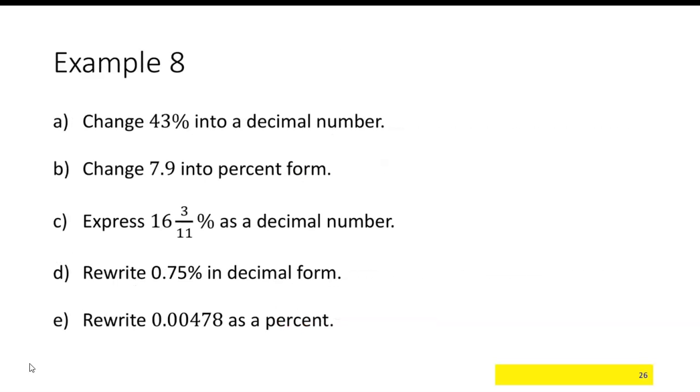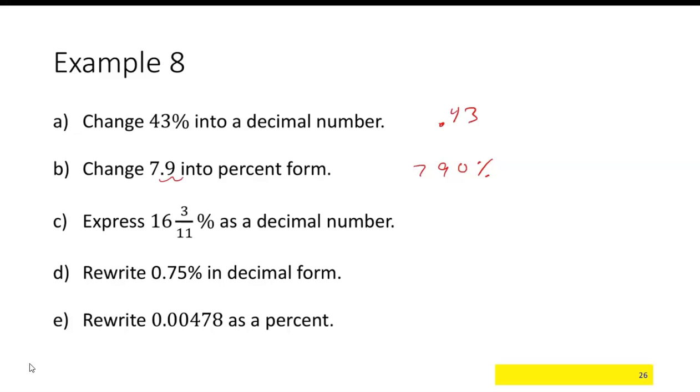So 43% as a decimal number would mean move the decimal 2 places to the left. I would end up with 0.43. 7.9 in percent form, I would move the decimal 2 places to the right. So 790%.